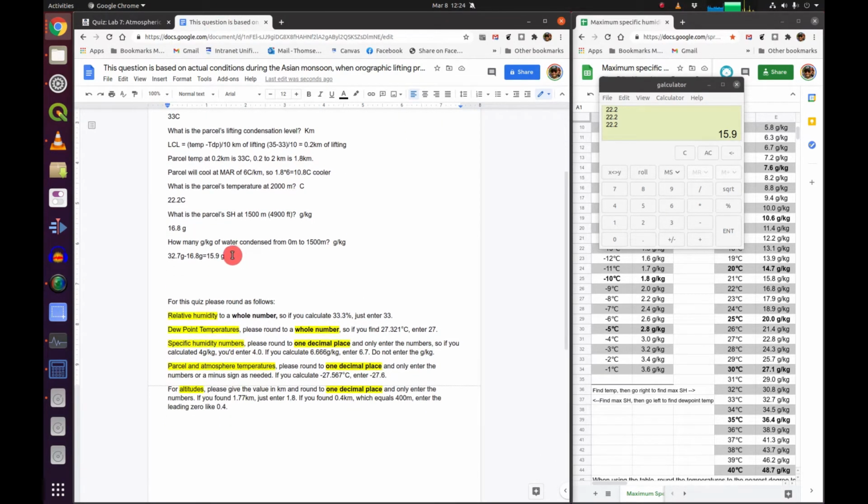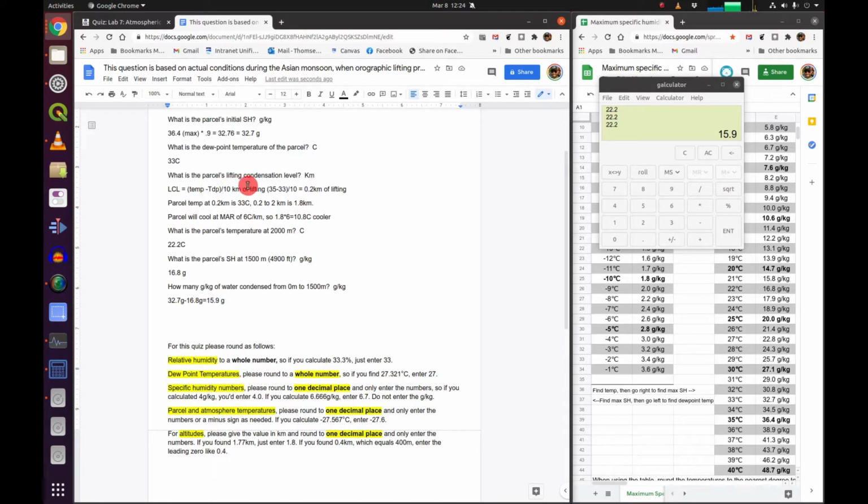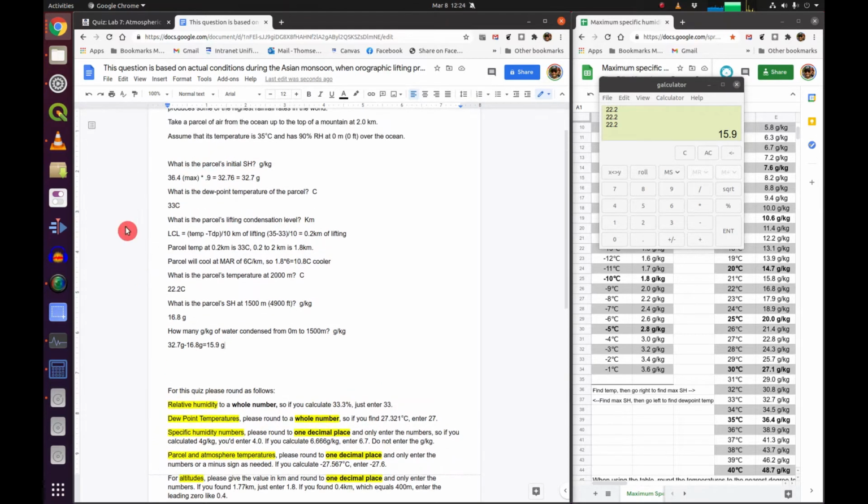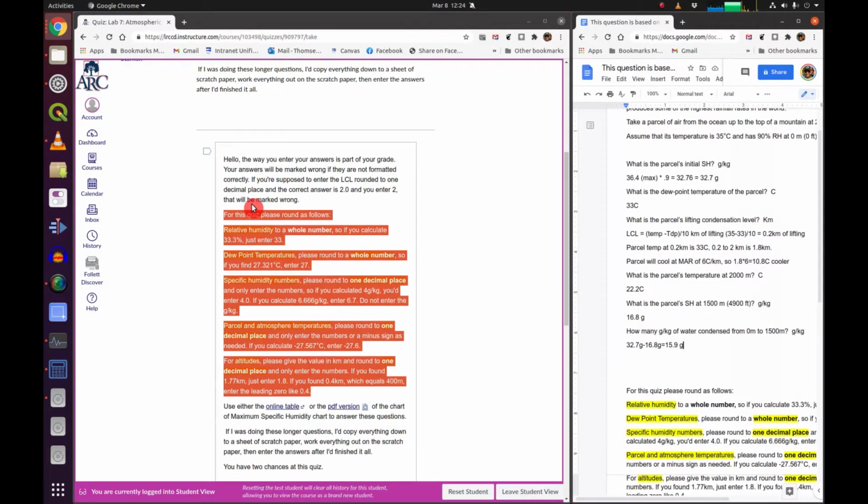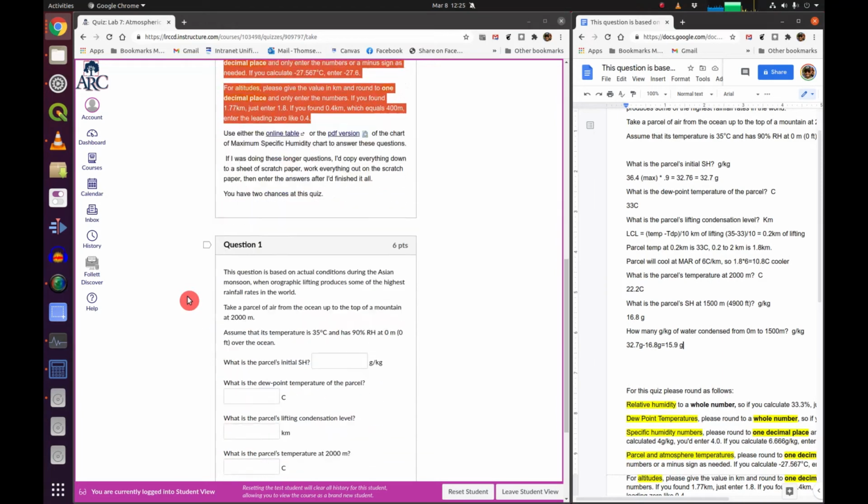And as I was going along, we've got how many grams of water vapor. If it's grams of water vapor, that's rounded to 1 decimal place. Parcel specific humidity, again, 1 decimal. The parcel temperature, 1 decimal place, elevations 1 decimal place, dew point temperature is a whole number. So the dew point temperature of the parcel, 33 Celsius, the initial specific humidity to 1. So let's move that over here and we'll plug in those answers.